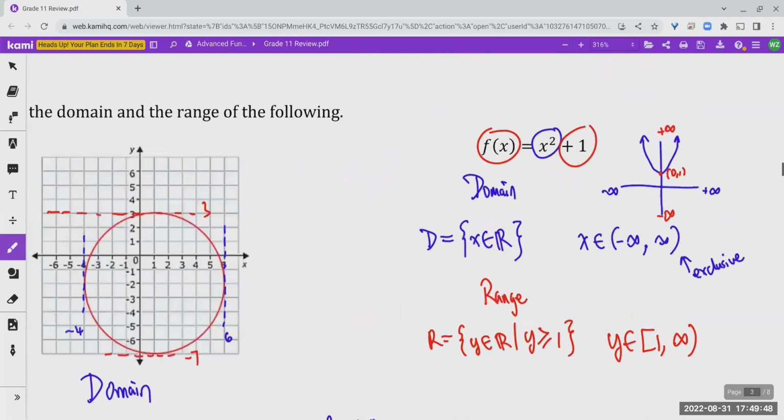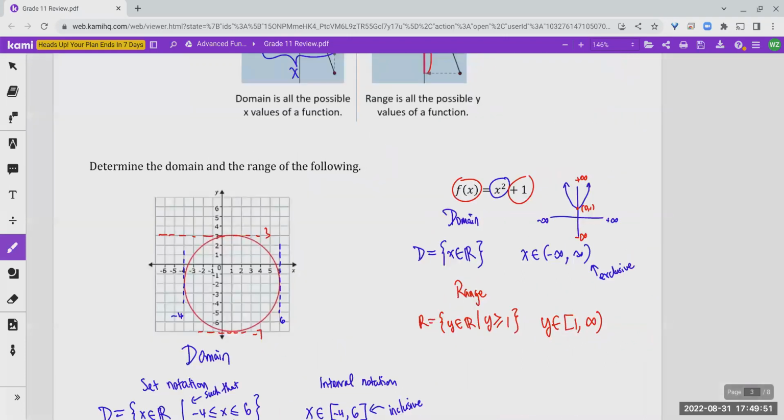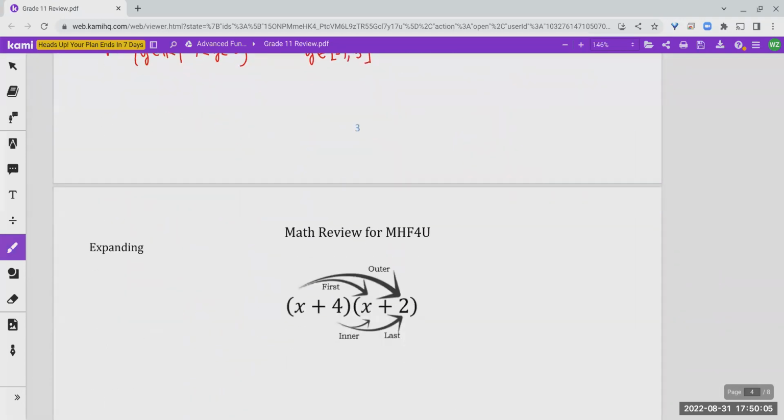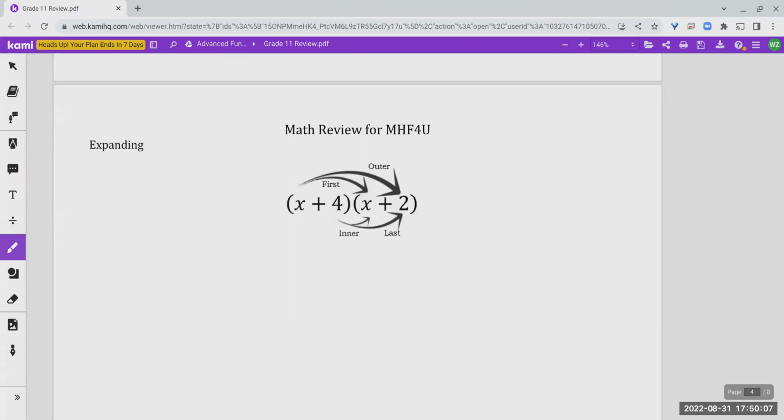So that's how you write the domain and range if you're given an equation. So you need to be familiar with set notation and interval notation. Make sure you understand that. And that's all I'm going to talk about regarding domain and range. Okay, so let's move on to some algebra. Sorry about that. Let's move on to some algebra, which is also extremely important. I will be doing quite a bit of algebra in grade 12, and all of these skills will be assumed knowledge. So I'm just going to go over them now.